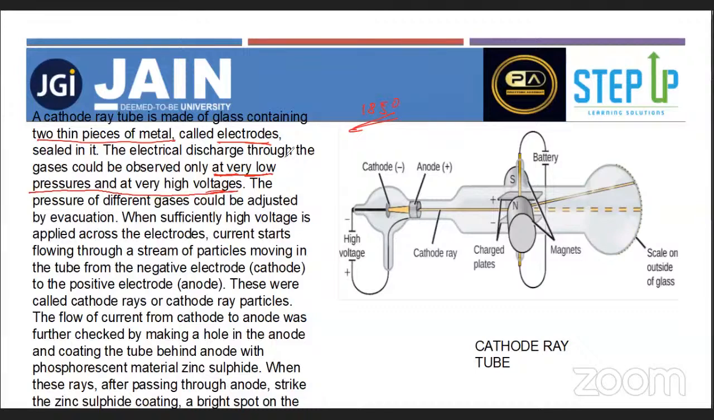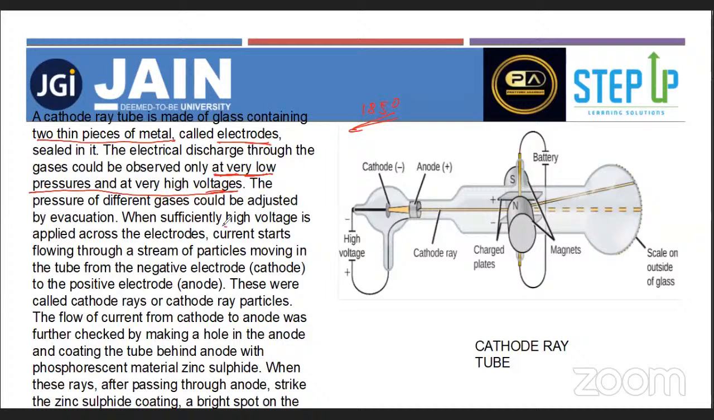Now, why are we trying to have a very low pressure? The reason is that low pressure and high voltage basically give you a feeling of vacuum. If pressure is low, it will try to give you a vacuum, and at very high voltage it's very easy for them to move from one point to another. That is the reason. The pressure of different gases could be adjusted by evacuation. They have given you an evacuation system in this, from where you can adjust the pressure accordingly, though we try to keep the pressure very low.